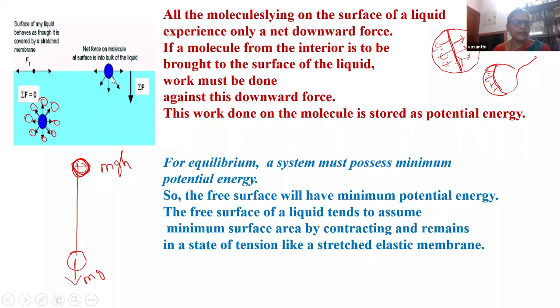So this downward force actually should have pulled it down. No, against the downward force, they are existing. That means they have extra energy. So now all the molecules on the free surface of the liquid have extra energy, extra potential energy. We call it potential energy.